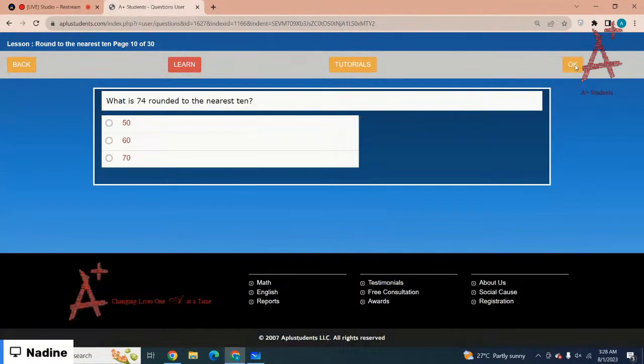What is 74 rounded to the nearest 10? So which is the correct option? 4 is again less than 5. So you have to end up on the same 10. So it would be rounded off to 70. The correct option is 70.